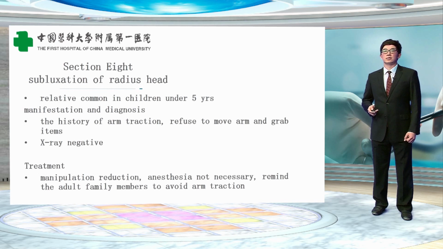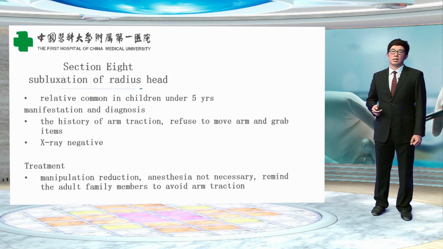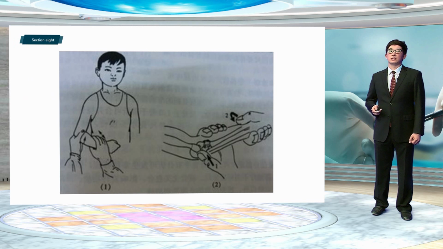Section 8 is the subluxation of the radius head. It is relatively common in children under 5 years old. For manifestation and diagnosis, we go by the history of arm traction, and the child refuses to move the arm and grab items. The X-ray shows negative. For treatment, we can do manipulation and reduction. Anesthesia is not necessary. Remind the adult family members to avoid arm traction. This picture shows how we do the manipulation for reduction.